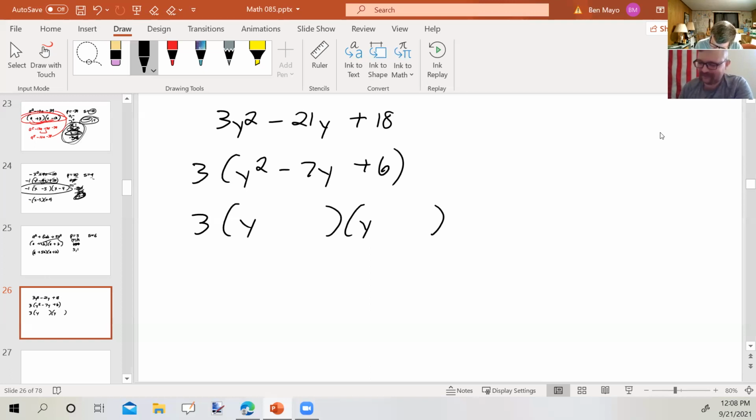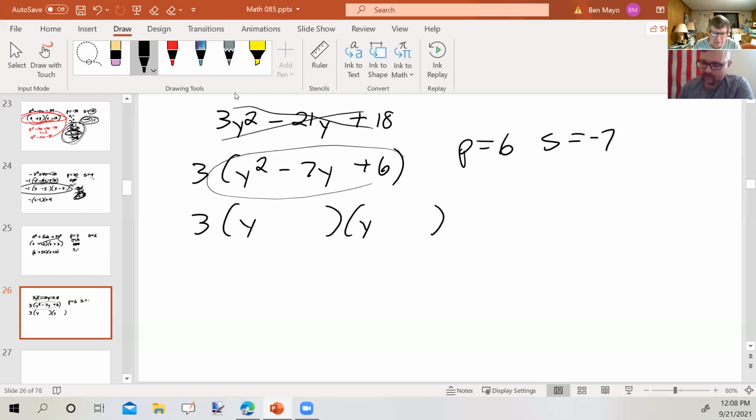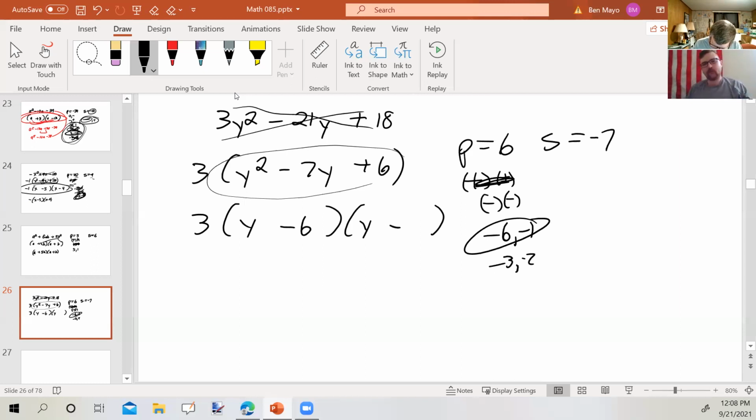All right, now, again, I'm no longer considering that. This is what I'm dealing with. So my product is 6, my sum is -7. To get a positive product, I've got to have a positive factor times a positive factor, or a negative factor times a negative factor. But to add 2 positive numbers, you're not going to get a sum of -7. So my 2 numbers have to both be negative. How about -6 and -1? Well, yeah, -6 and -1, that does it. So I really didn't even need to go on. 3 times y minus 6 times y minus 1. So there's the final answer.